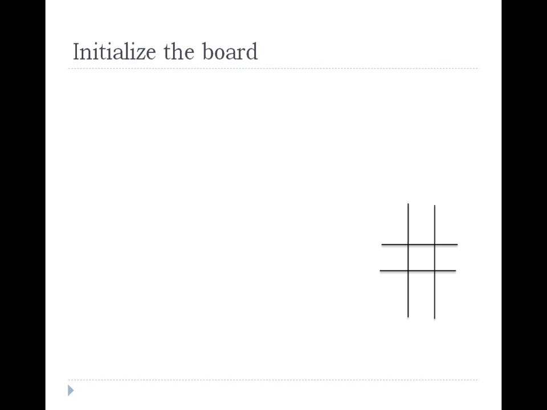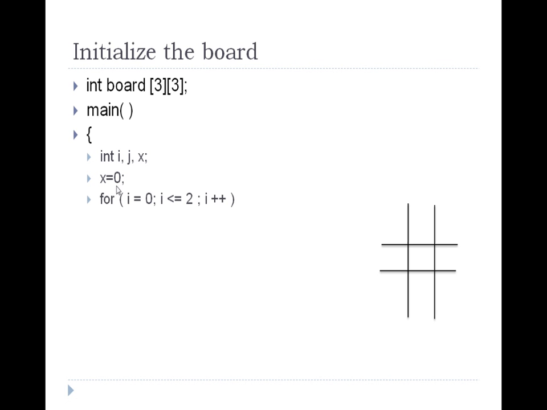Now let's write a program in order to initialize this board. We have to take 3 variables, int i, j and x. x is initialized to 0. Then we have one for loop, and within this for loop we have yet another for loop, and within this for loop we say board[i][j] is equal to x, and increment the value of x. Then we close this for loop, and we close this for loop.